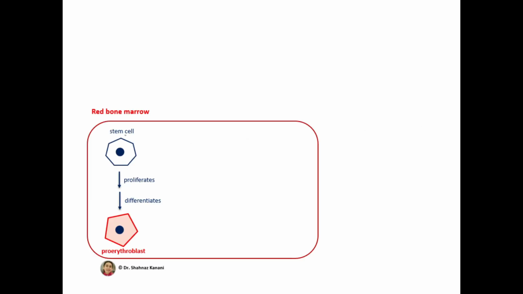Now I go back inside the red bone marrow because we're following the production of red blood cells. We see that the stem cells rapidly divide. They go through proliferation and eventually we end up with a cell that is called proerythroblast. Recall, blast refers to a young active cell. Proerythroblast is a cell that is going to proliferate and form more cells, and eventually we get those cells that start synthesizing and storing hemoglobin molecules.